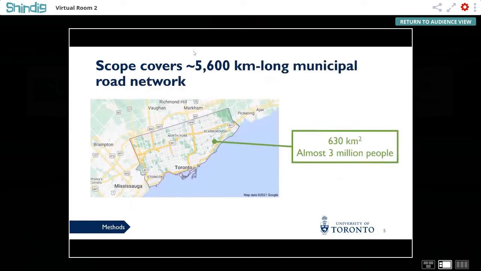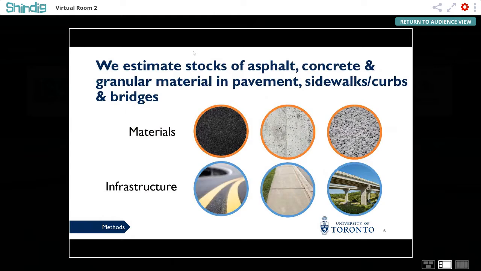The scope of the study covers around 5,600 kilometers of the municipal road network in Toronto, which covers about 630 square kilometers. And the city is home to almost 3 million people at this point. We estimated the stocks of asphalt, concrete, and granular material in pavement, sidewalks and curbs, as well as bridges. And I'll go into a bit more detail on that now.